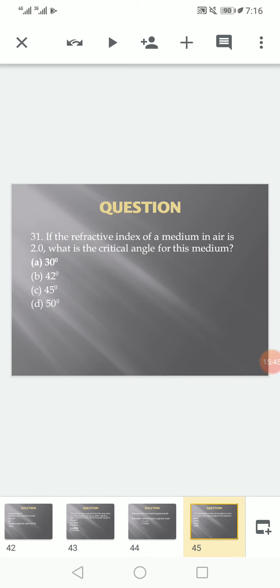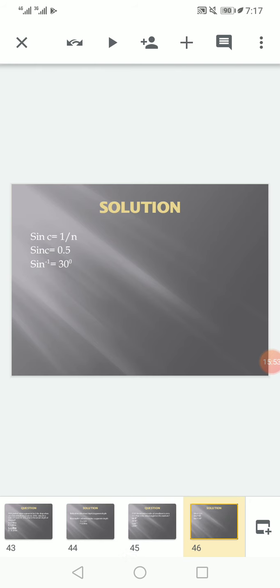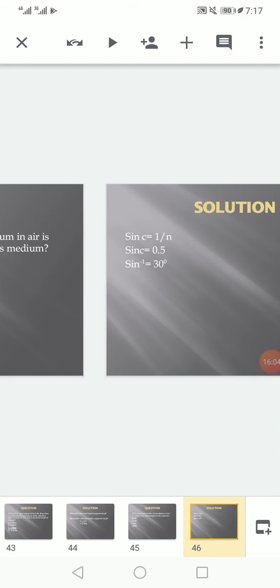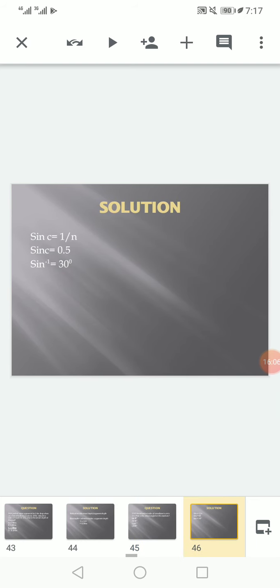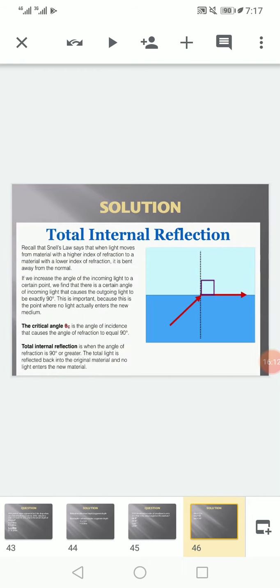Question 30 says, if the refractive index of the medium in air is 2.0, what is the critical angle for this medium? I will explain this question more in the Zoom class, but using this formula, sin C is equal to 1 over n, where n is our refractive index, which is 2. So 1 divided by 2 will give us 0.5, and the sine inverse of 0.5 is 30 degrees.